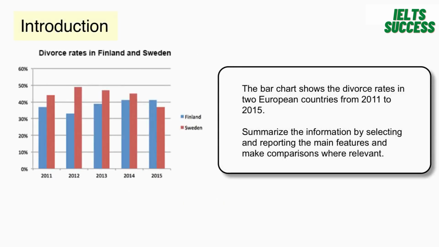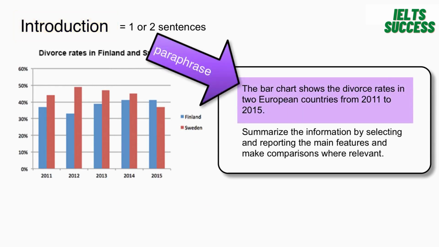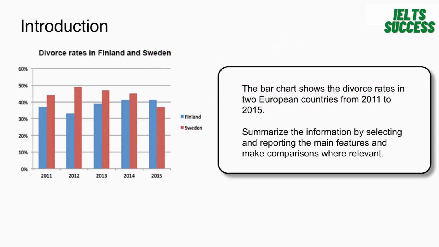And our first paragraph is an introduction. The introduction is 1 or 2 sentences where you simply paraphrase the information from your question. You should mention 2 things in your introduction: what your graph shows and for what period of time. So, instead of writing the bar chart shows the divorce rates in European countries from 2011 to 2015, we should write a paraphrased version of this information by using synonyms. And here is how I wrote it.